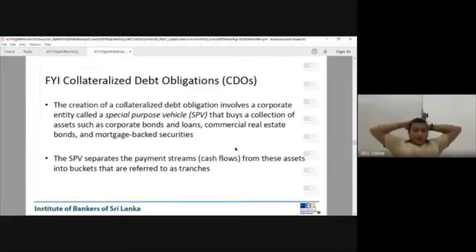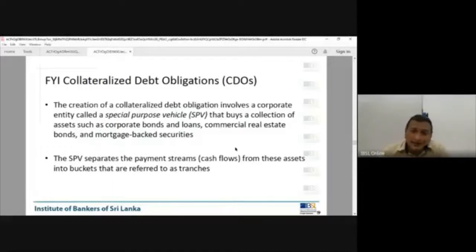So for your information, I have again put down CDOs, collateralized debt obligations. This is the financial product that we were talking about in terms of financial innovation during the financial crisis period or prior to it. Technically, so-called CDOs are created through a special purpose vehicle. So you create an SPV to create a CDO.